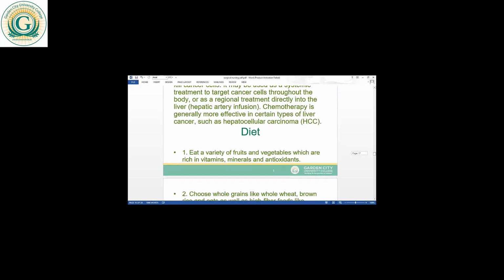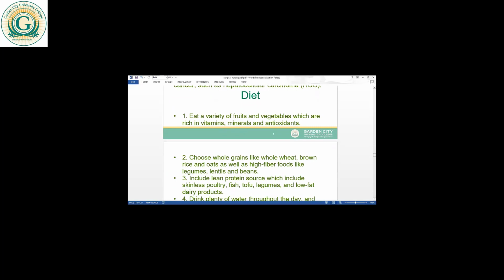And then we also talk about diets. With the diet, you said you eat a variety of fruits and vegetables, which are rich in vitamins, minerals, and antioxidants. And then you choose whole grains like whole wheat, brown rice, and oats, as well as high fiber foods like legumes, lentils, and beans. Include lean protein sources like skinless poultry, fish, tofu, legumes, and low-fat dairy products.